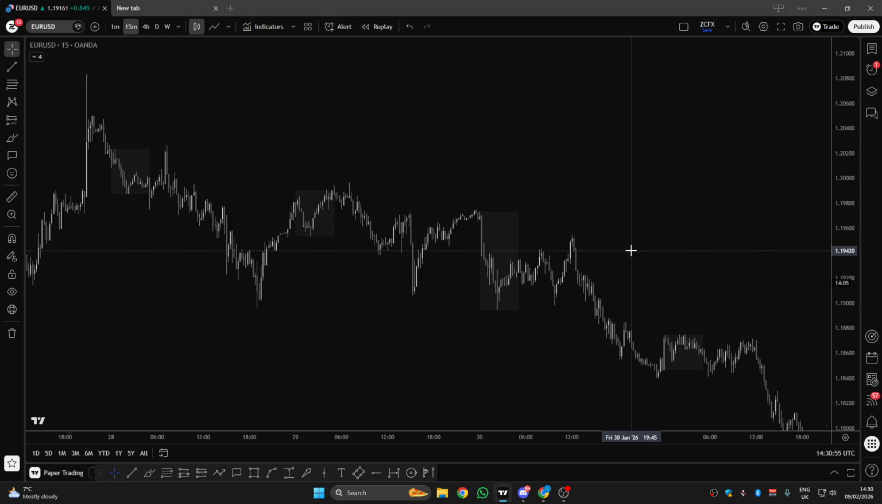If it stands out and it's higher, like in terms of the range high, then it's a range high. Vice versa, if it stands out and it's lower, it's a range low.